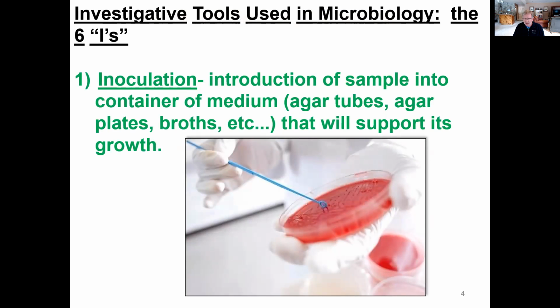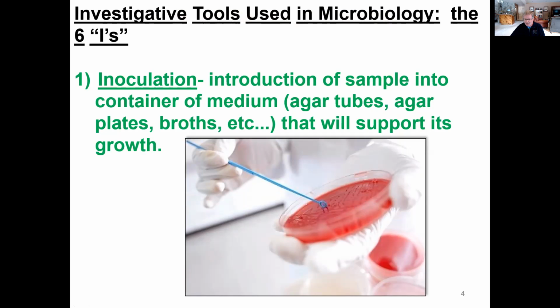Here we see an individual with what's called a loop. This is a disposable plastic loop. You're going to be using some metal loops that are going to be flamed and can be reused. But this particular one, once he or she is done doing this streak plate, would be disposed of. They would obviously not be able to reheat that and reuse it. So inoculation, again, is introducing a bacterial sample onto the surface of a plate of what's called agar. You'll be seeing that coming up very soon in lab.